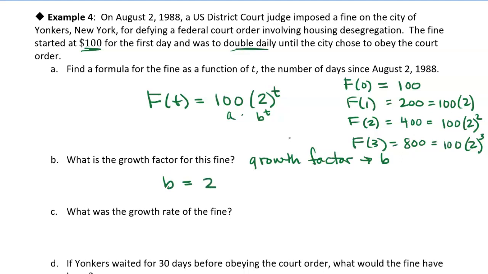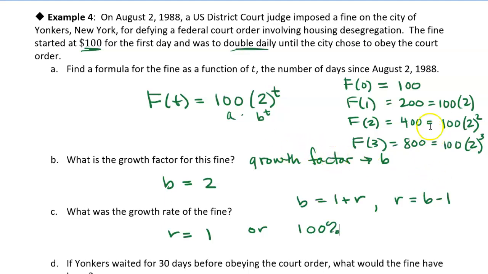The growth rate, remember that b is equal to 1 plus r. So if I subtract 1 from both sides, I get r is equal to b minus 1. So r is just 1, or if we express it as a percentage, that's 100%. So it's growing by 100% every day. We're just doubling it.